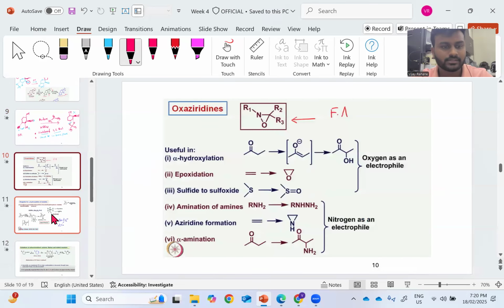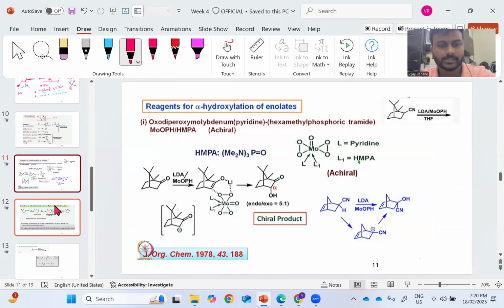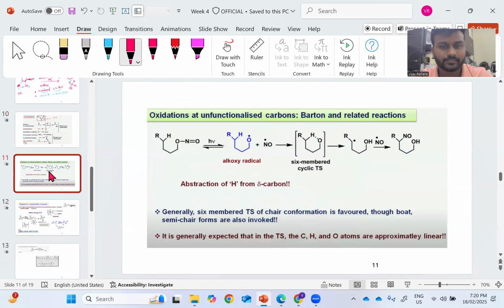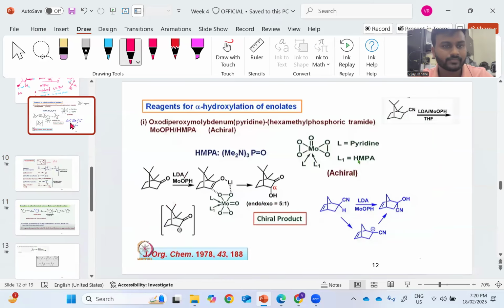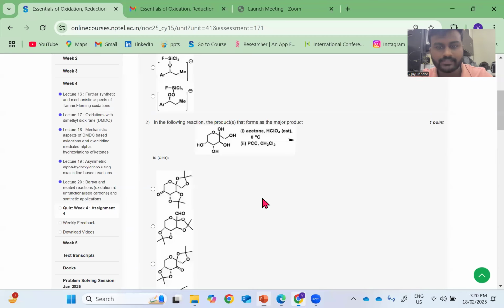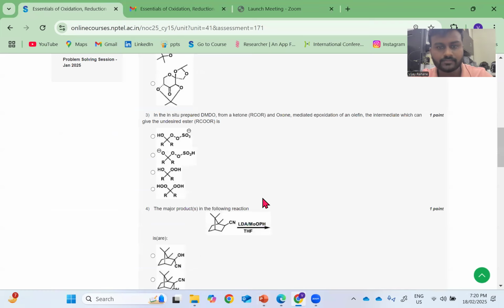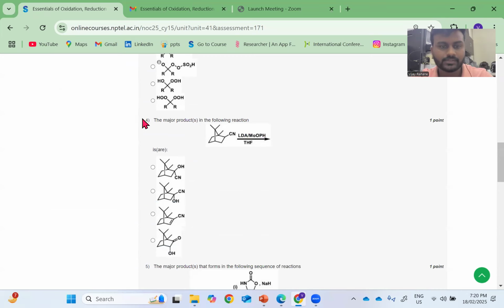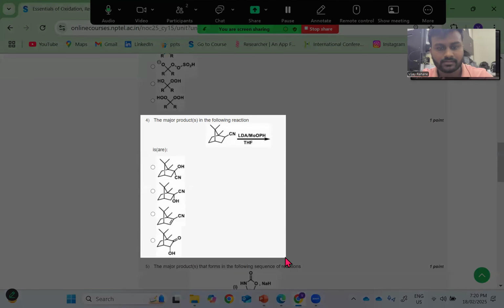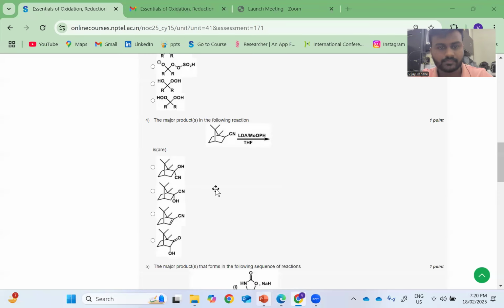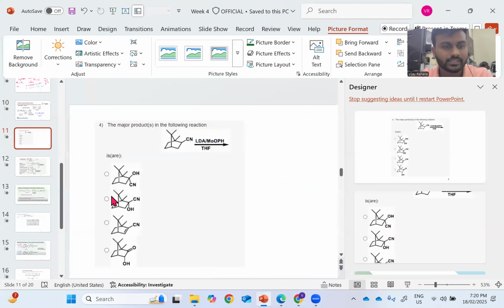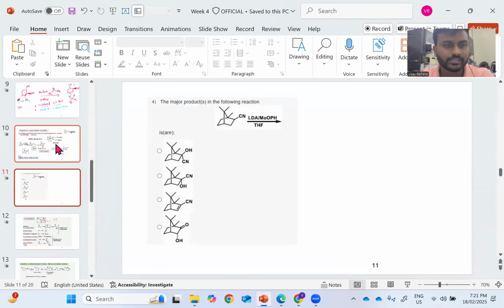The next question: before going to this slide, I will put in one question in between. This is also one of the questions, and we look at the concept behind this question and how to solve it.